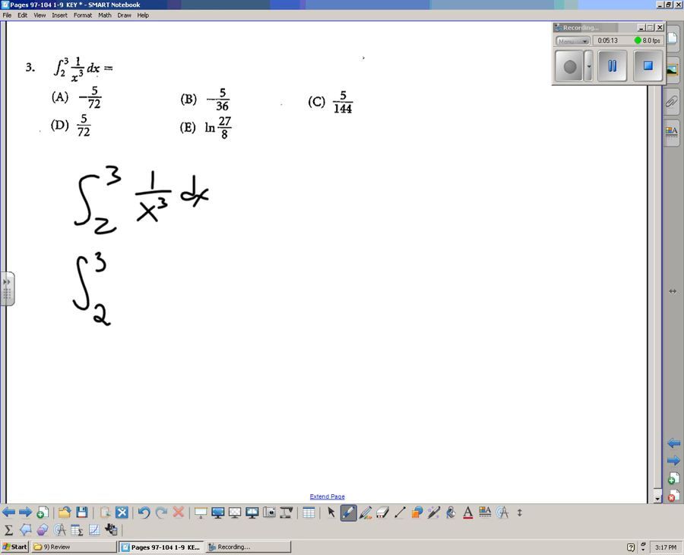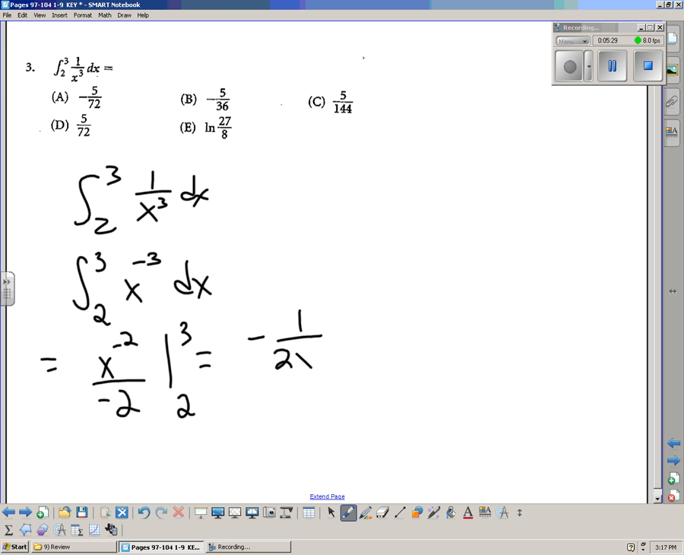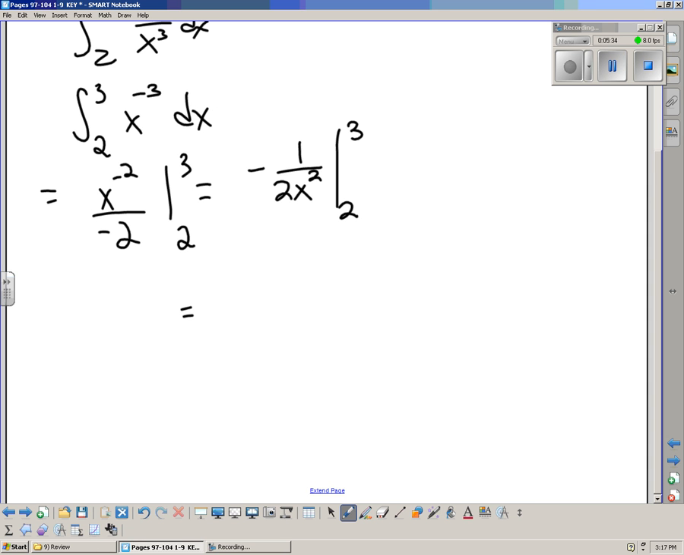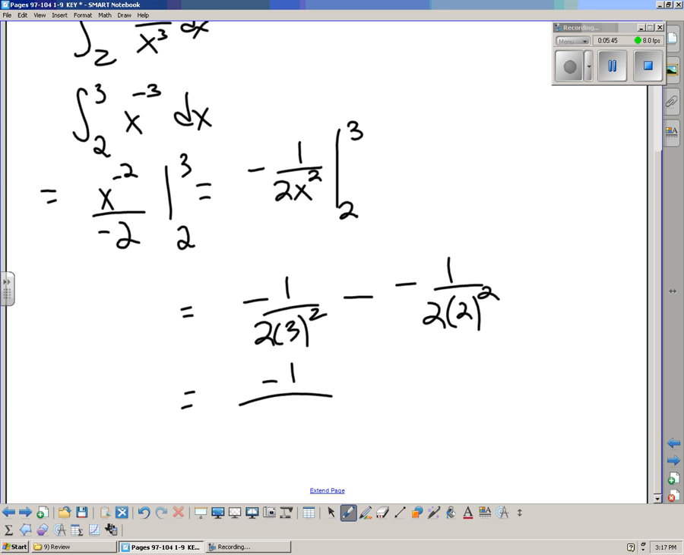So the integral from 2 to 3 of x to the negative 3 dx is x to the negative second over negative 2 evaluated from 2 to 3, which I'll simplify to be negative 1 over 2x squared, evaluated from 2 to 3, which we'll do like this: negative 1 over 2 times 3 squared minus negative 1 over 2 times 2 squared. So we have negative 1 over 3 squared is 9 times 2 is 18, plus 1 over 2 squared is 4 times 2 is 8.